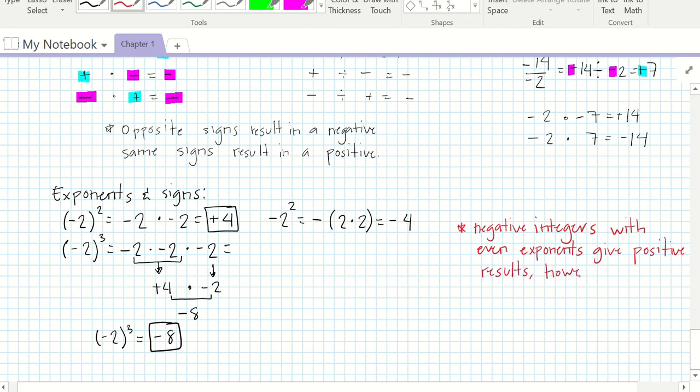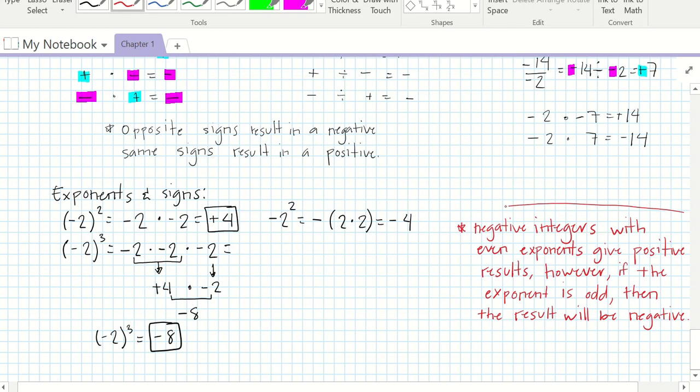However, if the exponent is odd, then the answer or the result will be negative. Now again, this is only applying if the integer, the base, is negative. Okay, so this is like a golden rule for exponents.